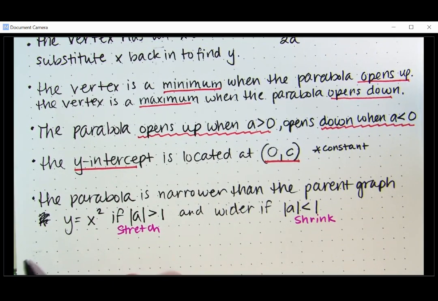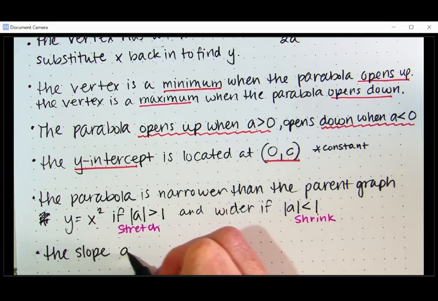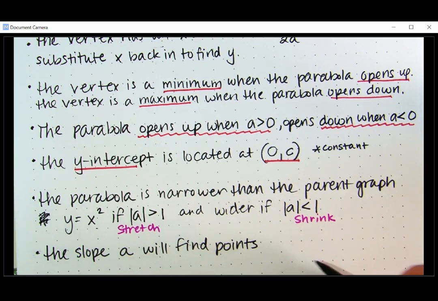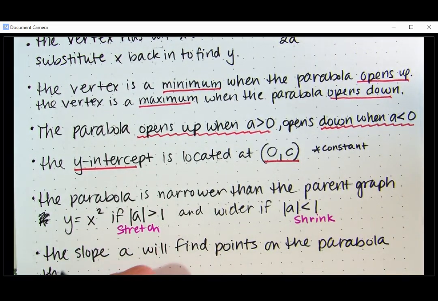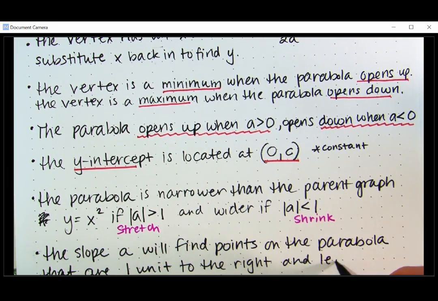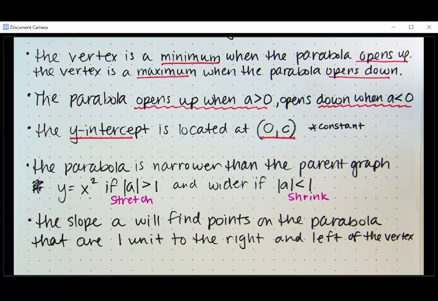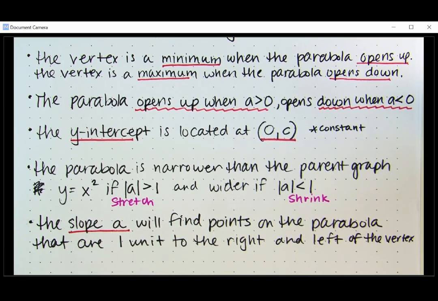And the last part, the slope a will find points on the parabola that are 1 unit to the right and left of the vertex. And you'll see what that means as we do a couple examples.